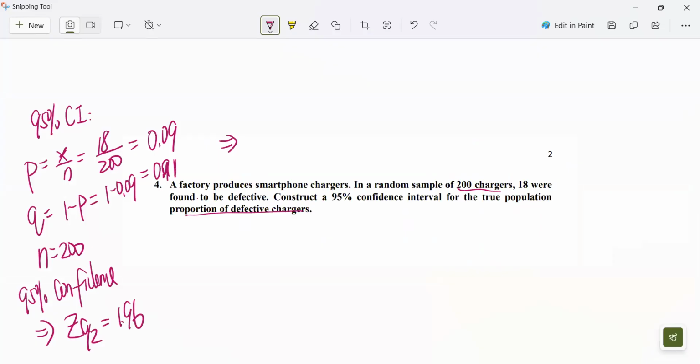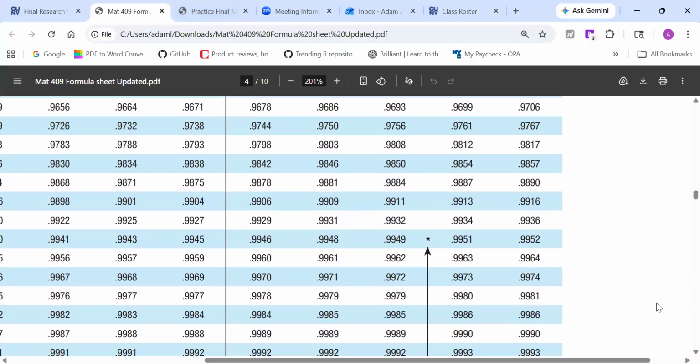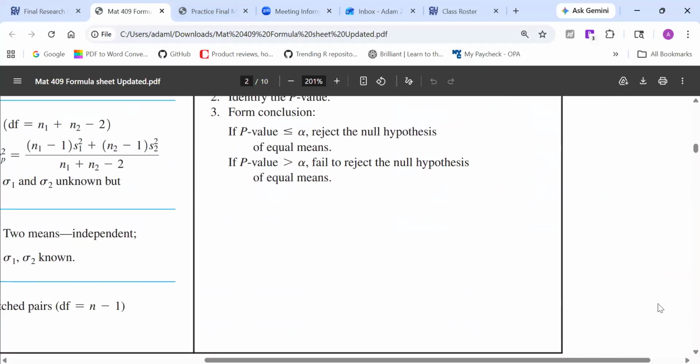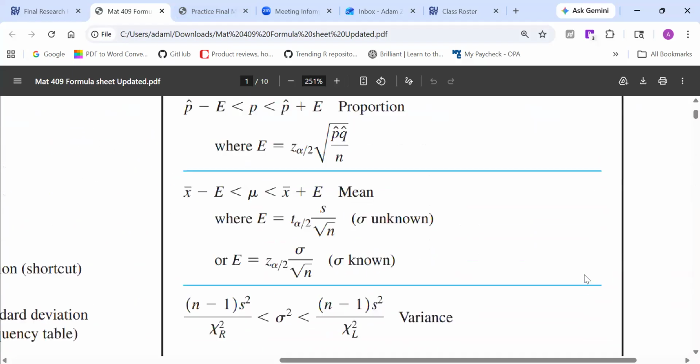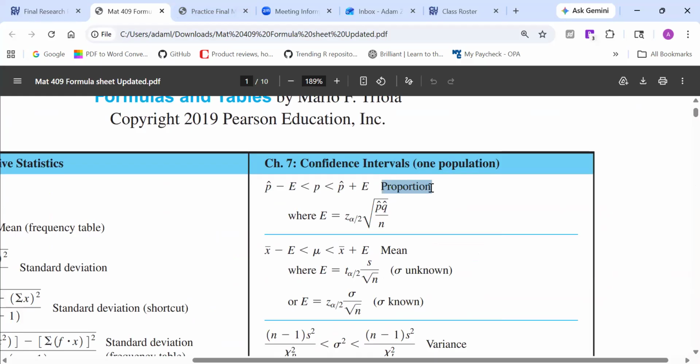1.96. So the margin of error is the maximum likely difference between the sample proportion, which is the percentage of defective items in a sample, and the percentage of defective items in the entire population. We do z alpha over 2 times the square root of p hat q hat over sample size. I just want to show you where to find the formulas. In chapter 7, right here, we are using this formula for estimating population proportion. We are using this margin of error formula.